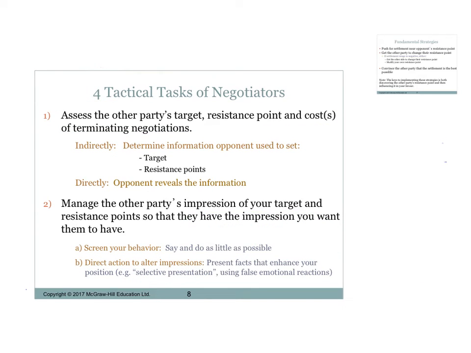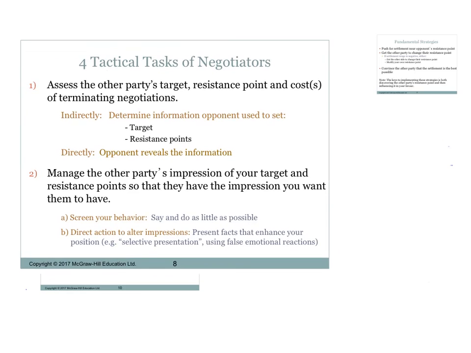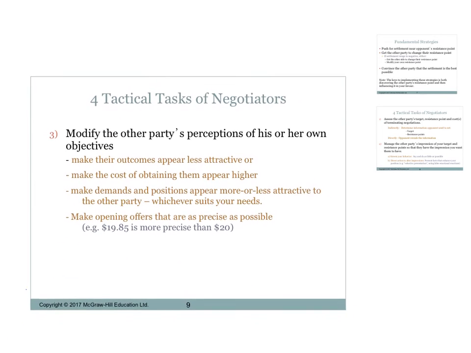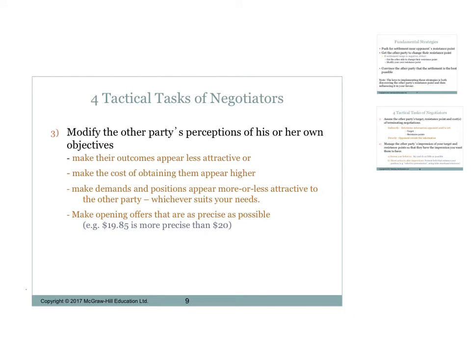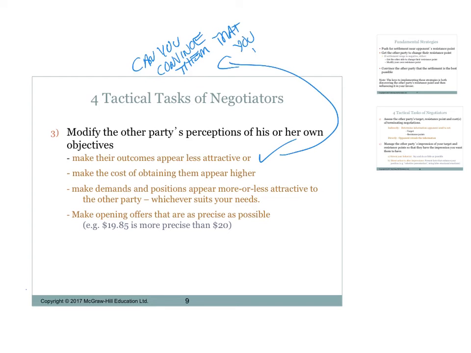The third tactical task is about modifying the other party's perceptions of their own objectives. So what you're doing is having a conversation with them about what they're getting out of the deal. And in a way, you're kind of manipulating how they perceive their own gains out of the negotiation. So are their outcomes as attractive as they could be? Maybe you're able to convince them that if they do something differently, they'll actually get a better outcome. You can make the cost of getting what they want seem higher, both from negotiation and also from their circumstance that they're actually in. And then you can also make their demands and positions appear either more or less attractive to them depending on what suits you. So you can try to manipulate their own interpretation of what they're actually asking for.